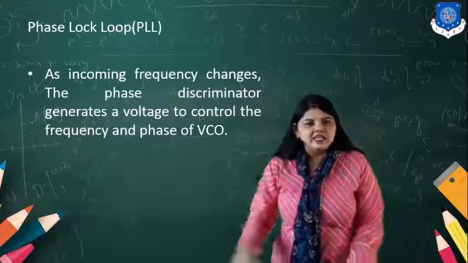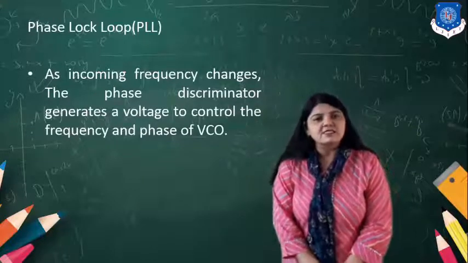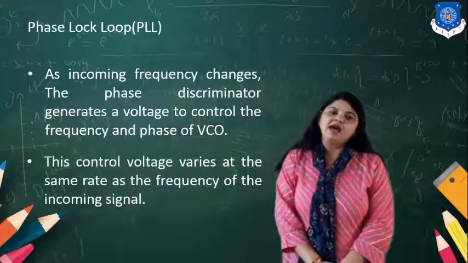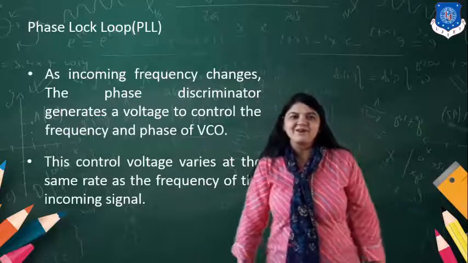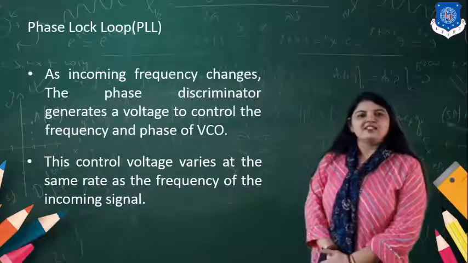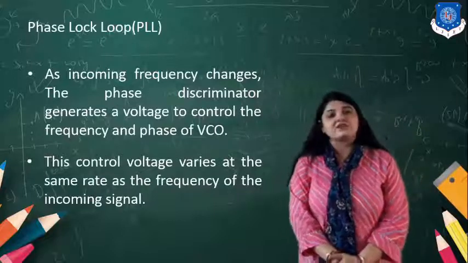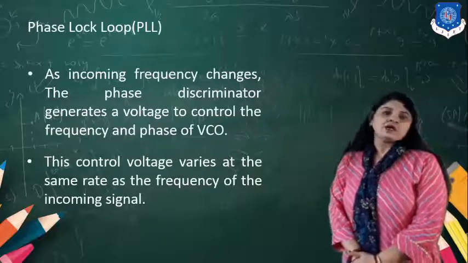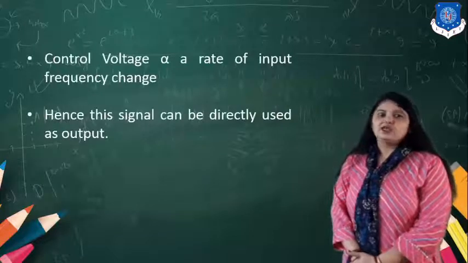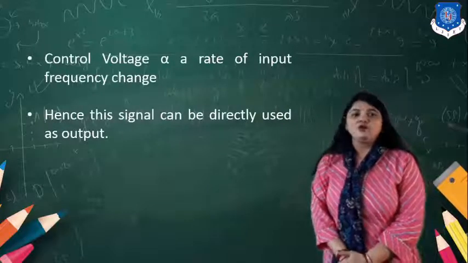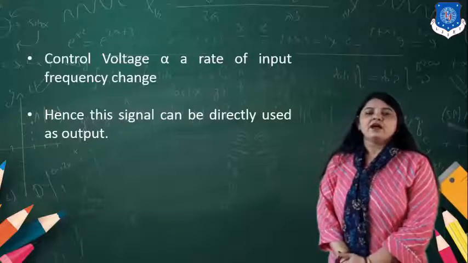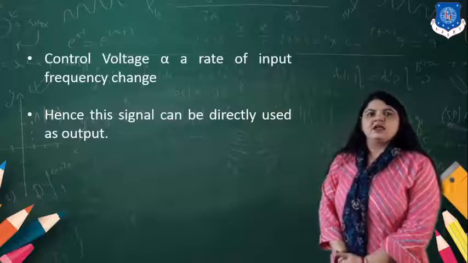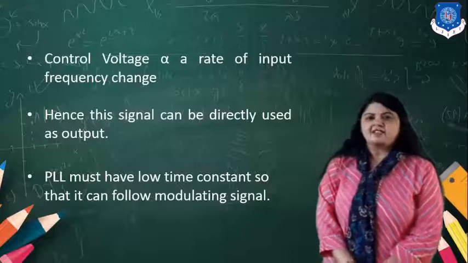As the incoming frequency changes, the phase discriminator generates a voltage to control the frequency and the phase of the VCO. This control voltage varies at the same rate as the frequency of the input signal. As you apply a change in the input frequency, you get a change in the output signal. So we can say the control voltage is proportional to the rate of change of the input frequency, and this way it can be used as an output.